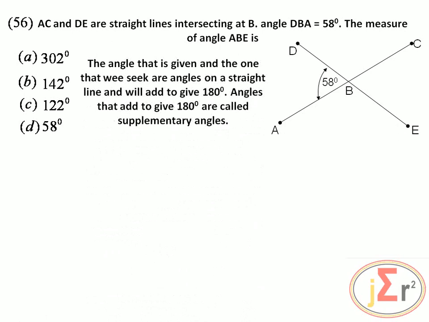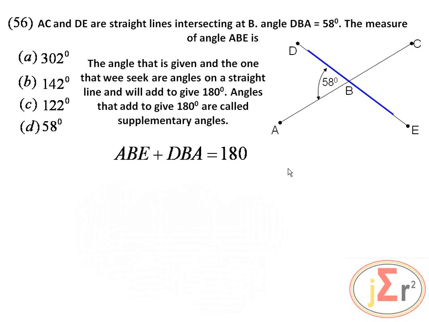The angle that is given and the one that we seek are angles on a straight line, and they add to give 180 degrees. Angles that add to give 180 degrees are called supplementary angles. There we have the straight line. The angle that we need is ABE. It is on the straight line with this angle. Therefore, they are supplementary. They add to give 180 degrees.